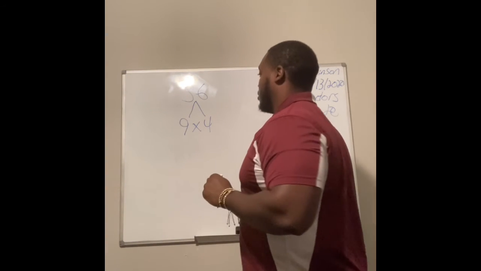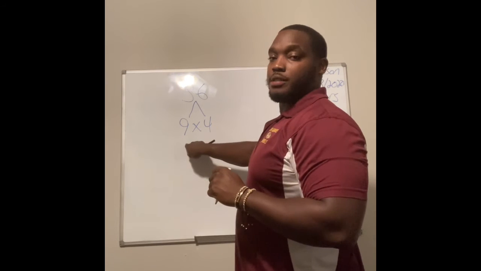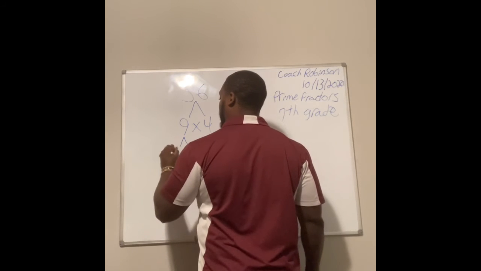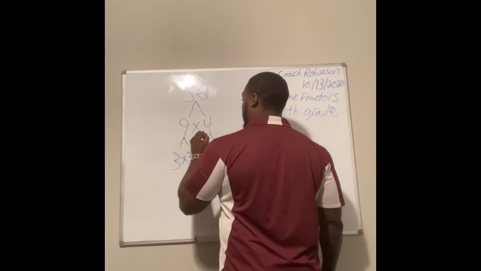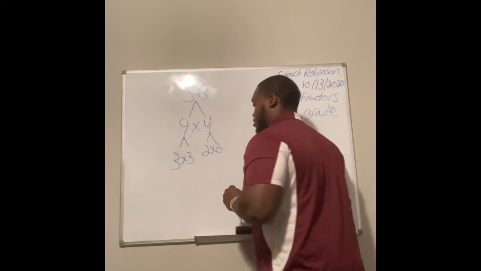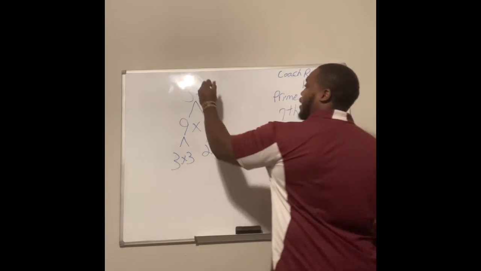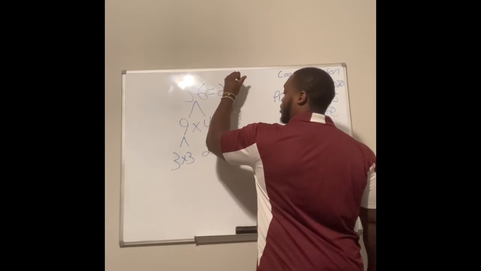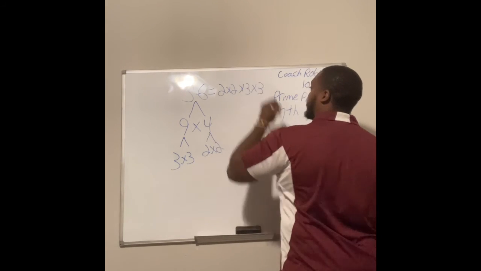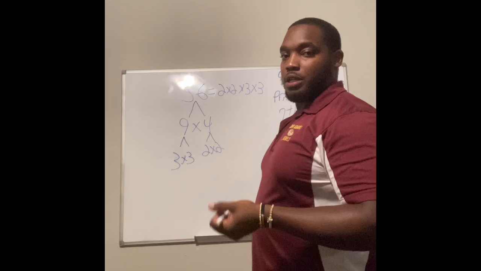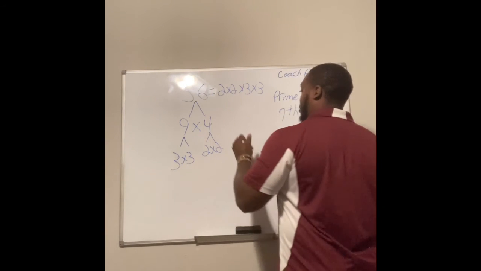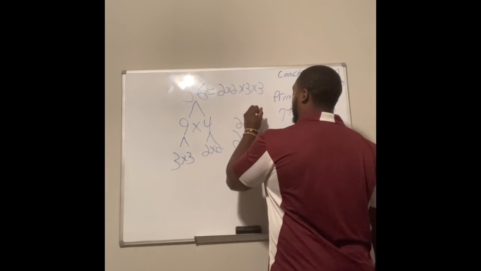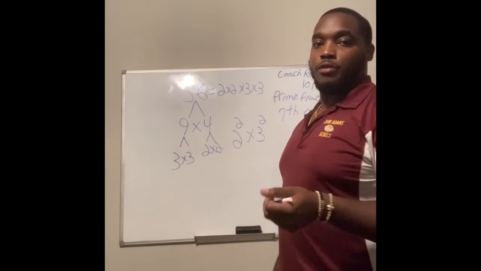Okay, now we know we have two composite numbers because 9 and 4 both have factors. So we'll go 3 times 3 here and 2 times 2 here. So essentially the problem is done. If they ask you the prime factorization of 36, you will write 2 times 2 times 3 times 3. And if you want to put this in exponential notation, you could simply write 2 to the second power times 3 to the second power. And that'll give you your answer.